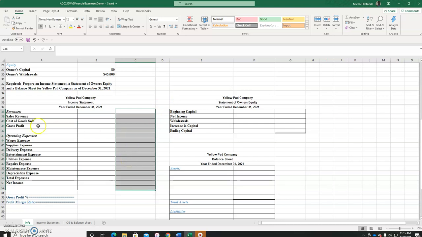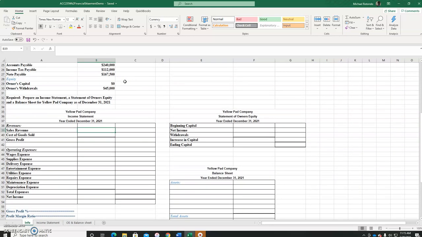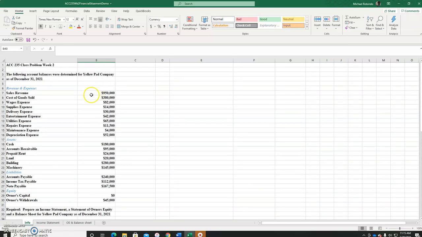So we're going to start off with our sales revenue. Okay? Remember, revenues and expenses go on the income statement. So our sales revenue is $950,000, and we have cost of goods sold of $570. I'm sorry, $380. Okay, $380.